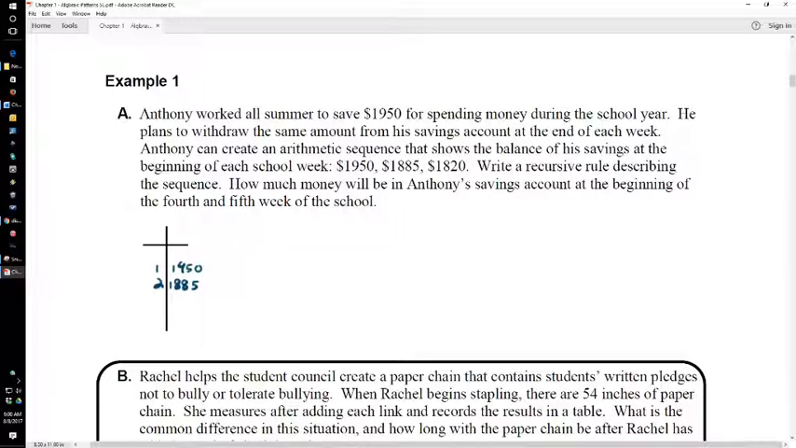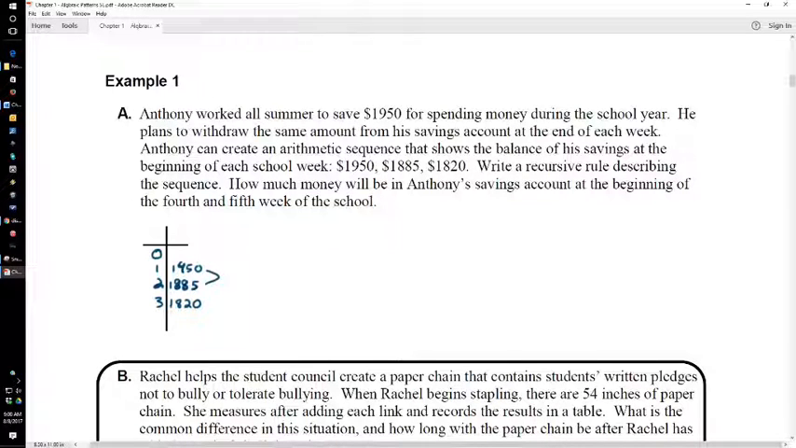At the beginning of the third week of school, he has 1820. I left a little space up here because remember, for an arithmetic sequence, we have to have that starting point. Even for an explicit sequence, we have to have the starting point. So here's what we're going to do. He says it's arithmetic, so we're going to start subtracting.